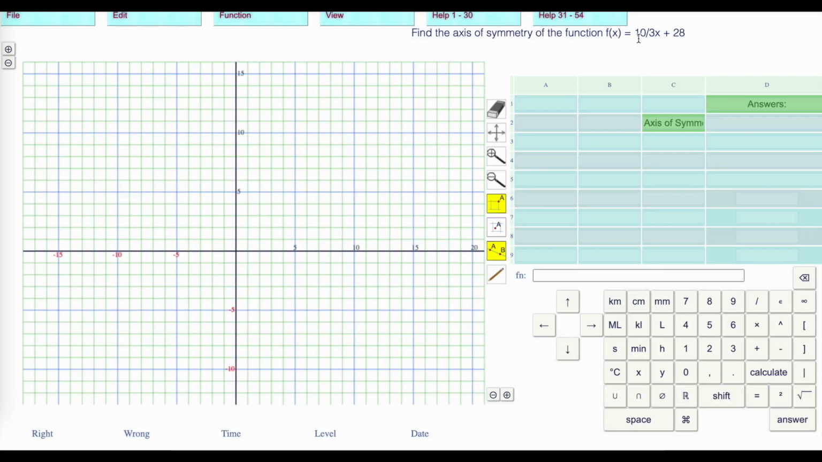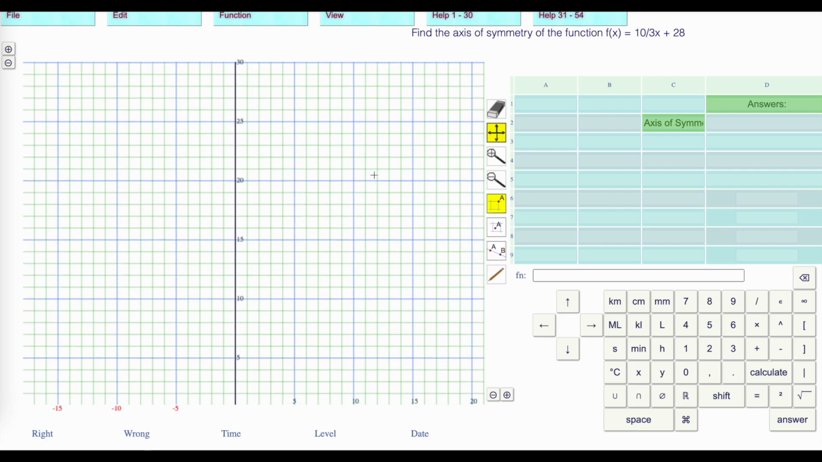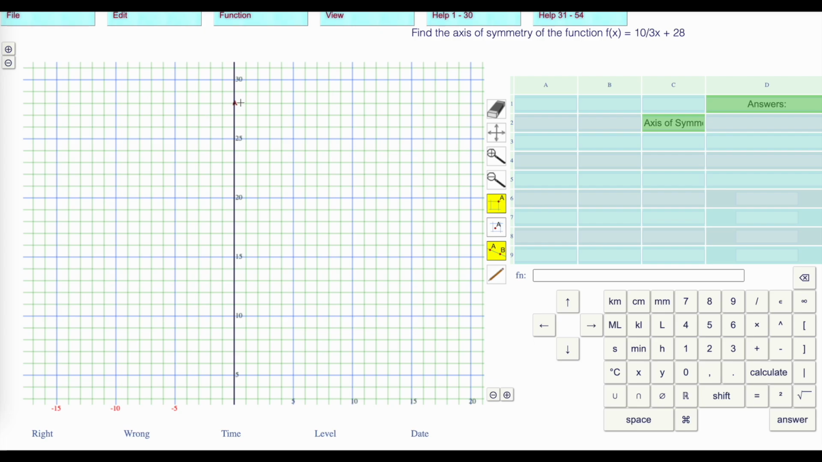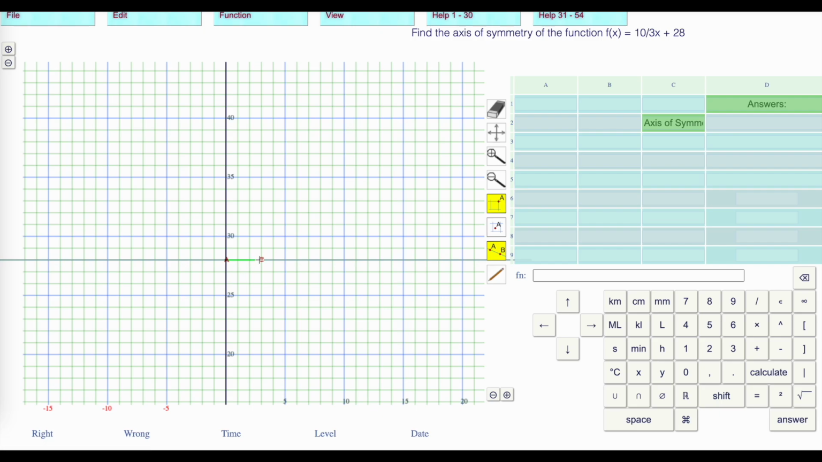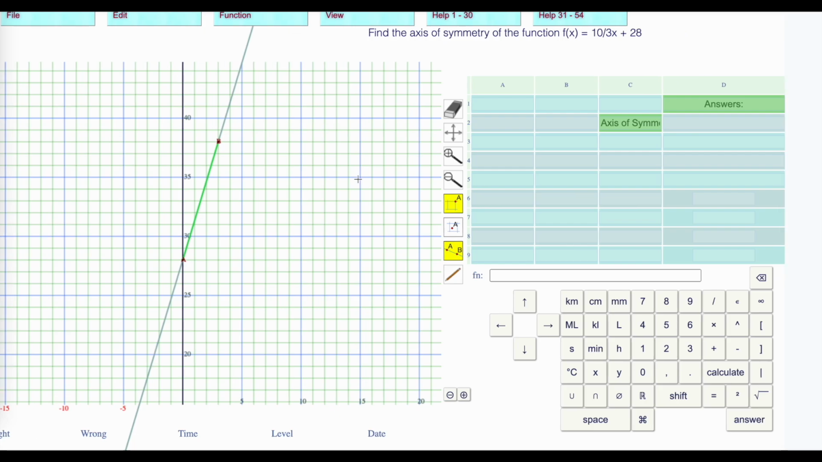Linear function. Here we have 10 over 3 x plus 28. And you can argue that there's infinitely many axes of symmetry because this is an infinitely long line. It's an oblique line that's passing through the 28. And the slope is 10 over 3. So move over 3, up 10, like this. This is the line. This could be the axis of symmetry right here, right? Any perpendicular line to this is going to be an axis of symmetry. So there are infinitely many of them. There's no one axis of symmetry, or there's none. Null set.